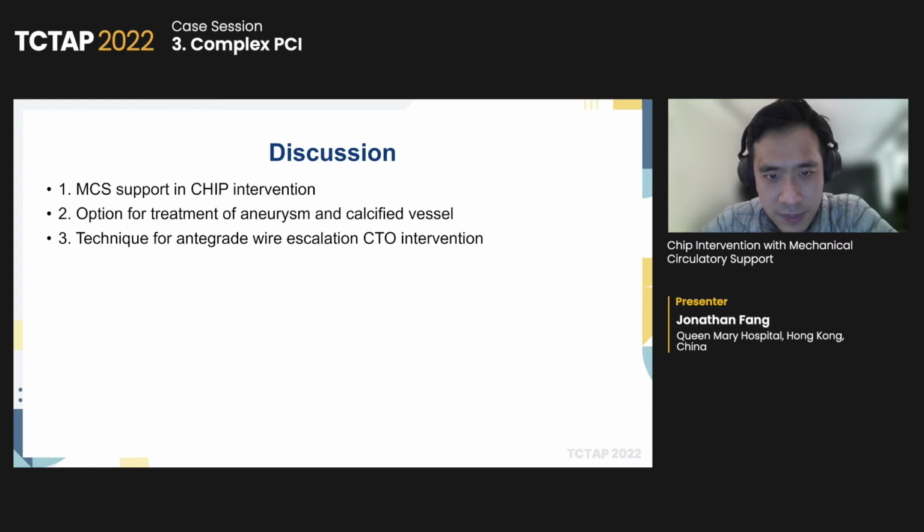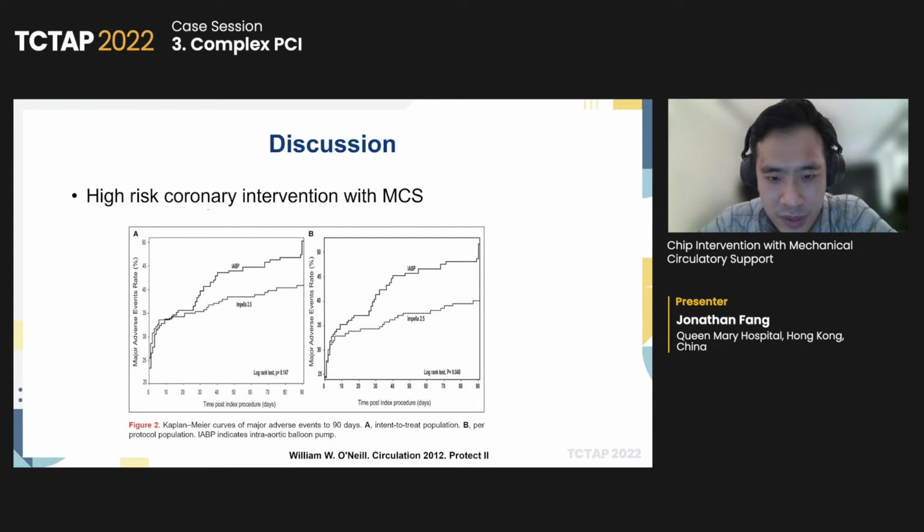And in summary, this is some data showing the PROTECT II trial of the Impella. In the intention-to-treat analysis, there was no difference between IABP and Impella 2.5, but per protocol, there was some difference in 90-day MACE with P of 0.048.